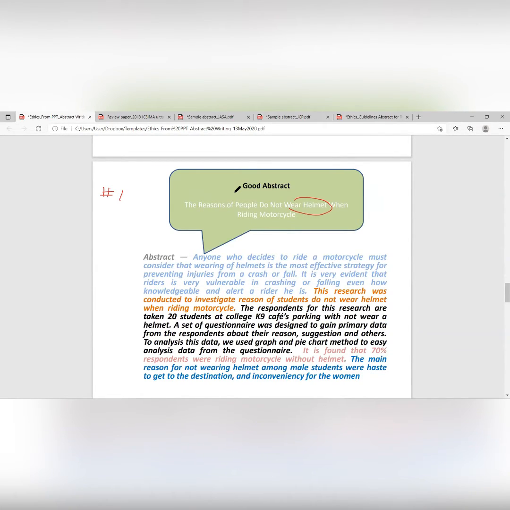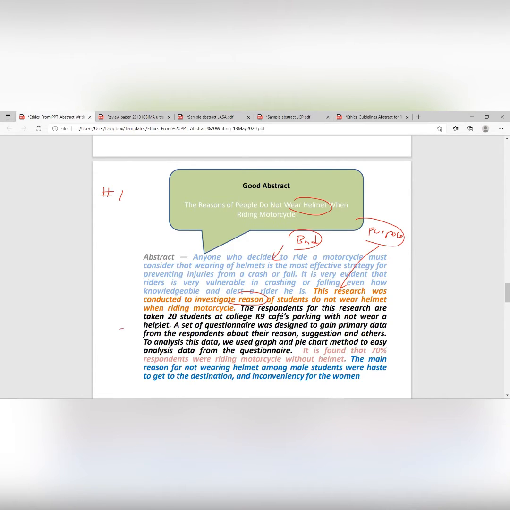Okay, so here's the background. So why it is important to wear helmet, and what happened if you don't wear helmet, and then accidents happen and so on. So the student put the background here. Then they go on to the second one and they put the purpose. The purpose here is to investigate the reasons students do not wear helmet when riding motorcycle.